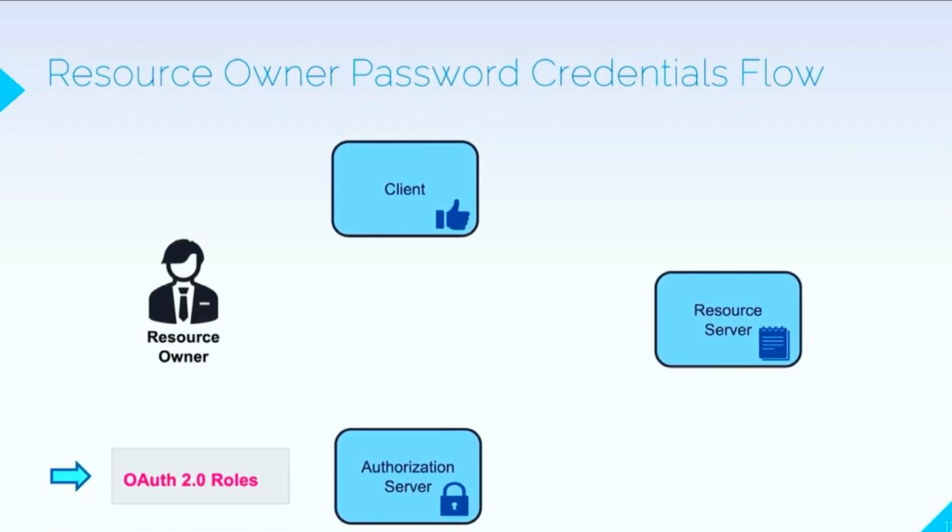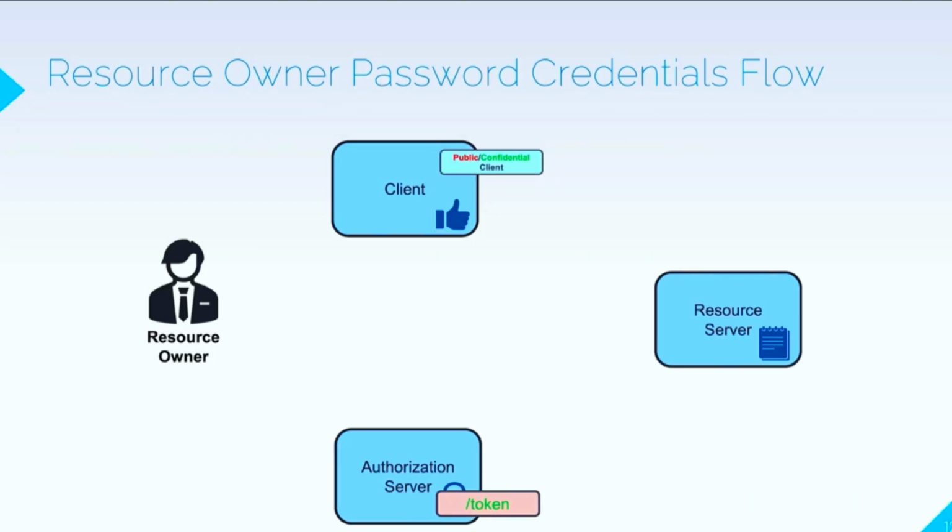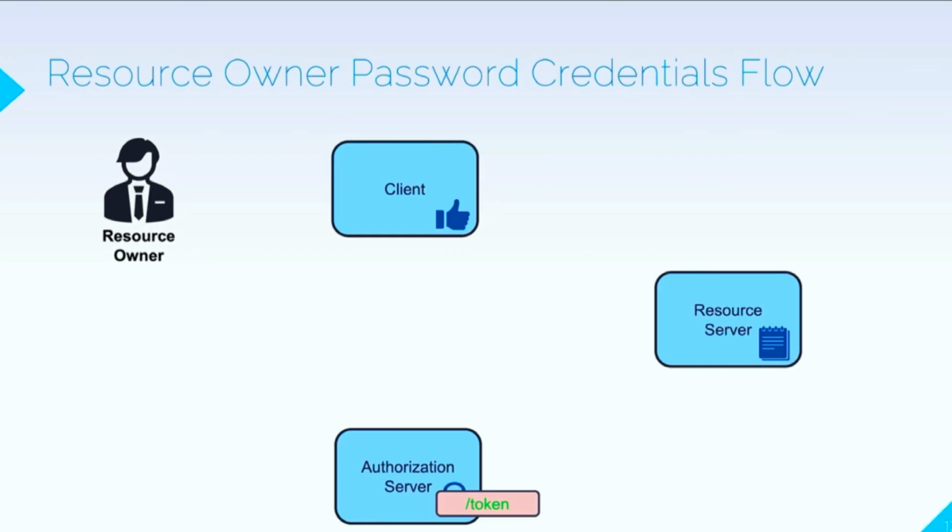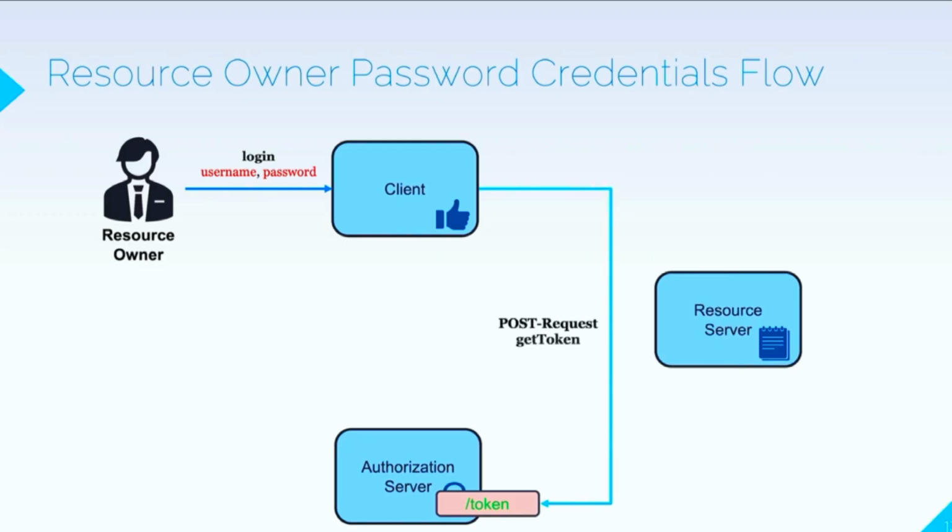First, as always, we begin with the OAuth 2 roles involved. This flow works with public and confidential clients, though it's highly recommended to be used only with confidential clients due to security concerns. In this flow, only the token endpoint is involved. There is no interaction with the authorization endpoint, as redirection is not part of the process. The user initiates the flow by entering their credentials directly into the client. The client then sends a POST request to the token endpoint to obtain an OAuth 2 access token.